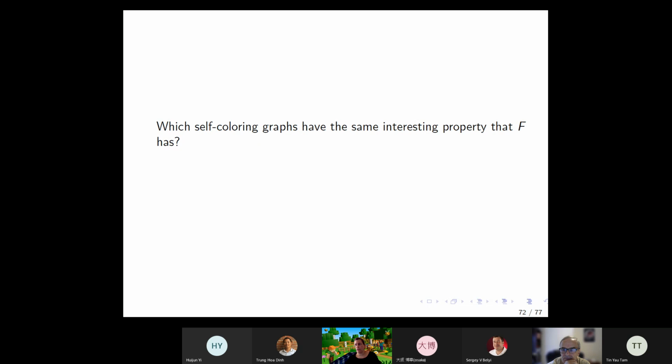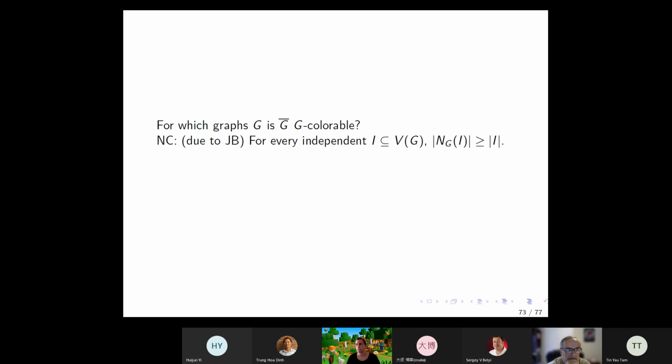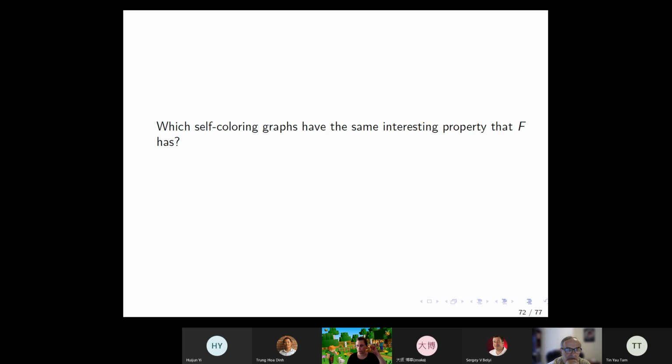So are there any other self-coloring graphs that have that same interesting property? Don't know. Are there any others? It may just be the claw, which is interesting because the claw shows up in another place. It's the claw. There's going to be another Pete paper in the universe where the entire punchline is the claw is the counterexample. So which self-coloring graphs have the same interesting properties as the claw? I'm willing to believe there's not any others.